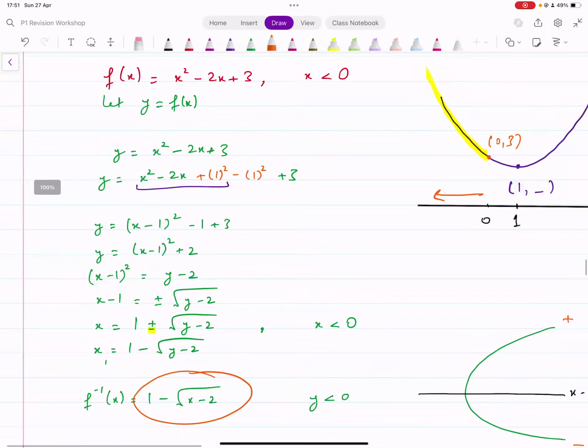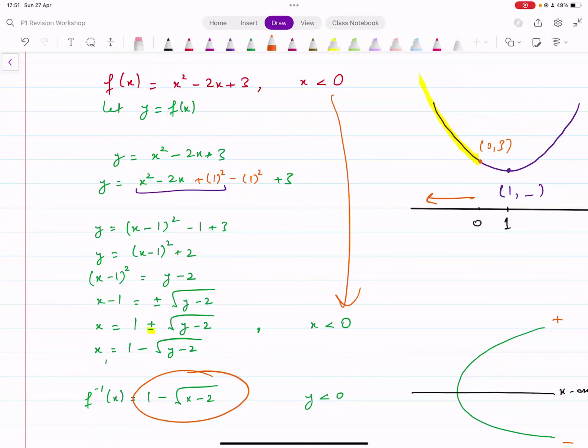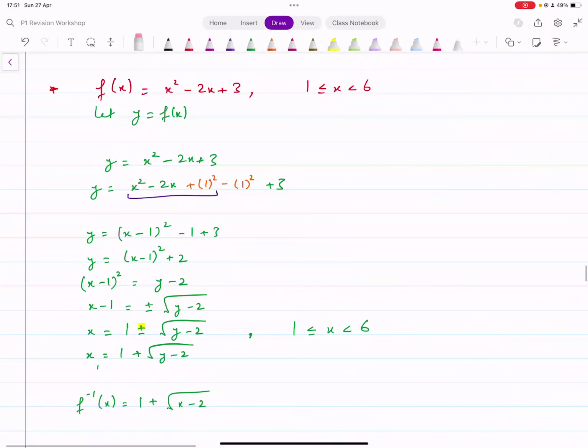So using the domain of the function, when we have made x the subject, we have to decide between the plus and minus in this function, and then just write one of them. Sometimes it's going to be negative, sometimes it's going to be positive. You have to think about it using the domain like this. Consider this example. Let's say we've got this function, x squared minus 2x plus 3.